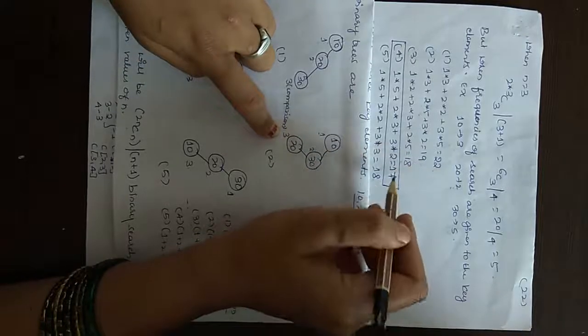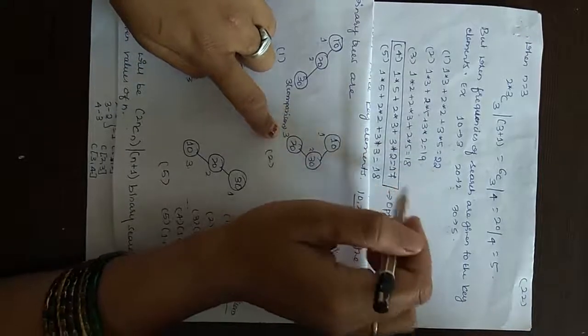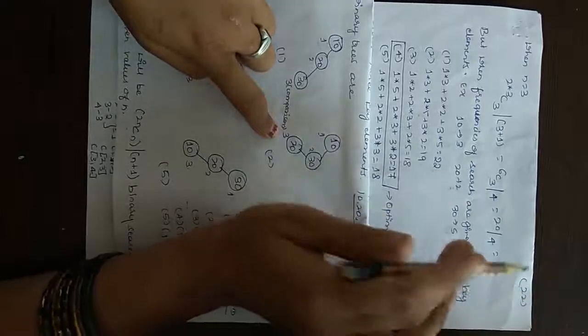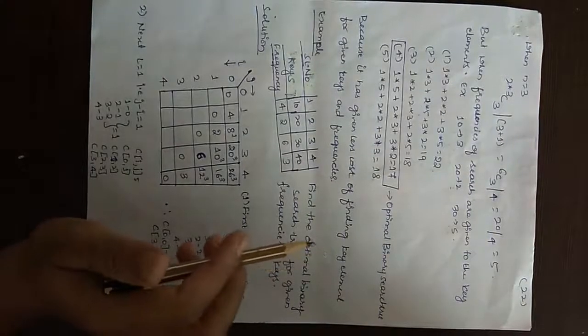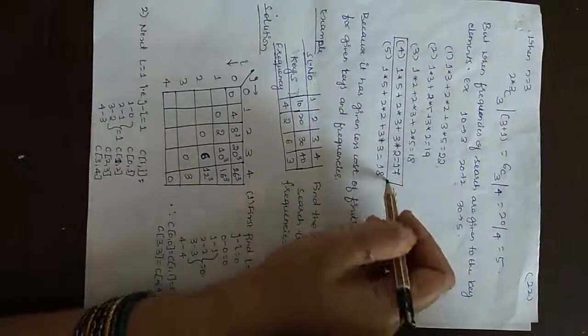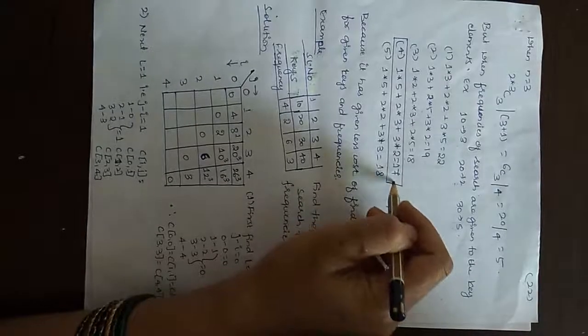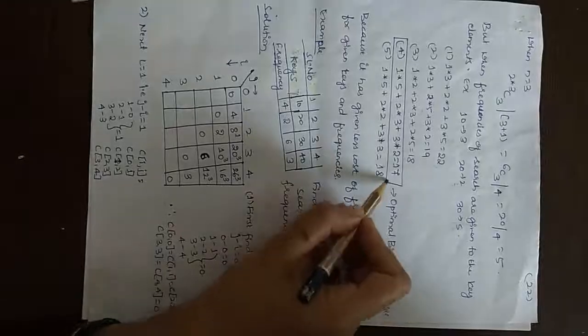Like that, if we are given the frequencies of each of the keys, how many times they have been searched, then I have found out the cost of this searching and comparing. That time we can see that the 4th tree organization has got only 17 as its cost of searching. So this is the least among all. Now the 4th tree means this tree is the optimal binary search tree.